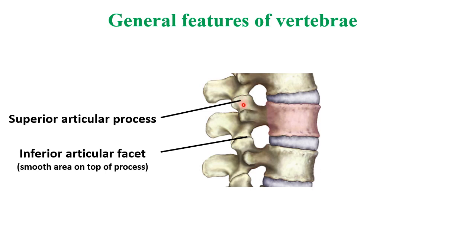In between this process and the other one that is up here, you're going to have a little smooth area. That's what you call the facet. This is a smooth area on top of the process right here. It's there for the connection of the 2 bones.